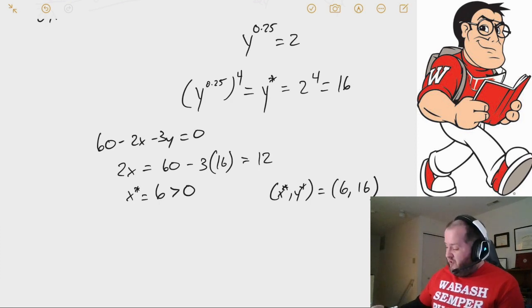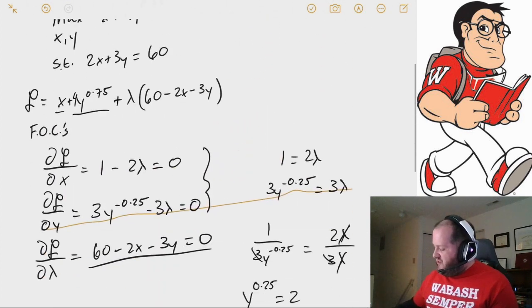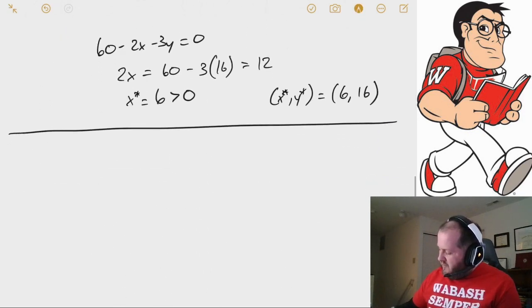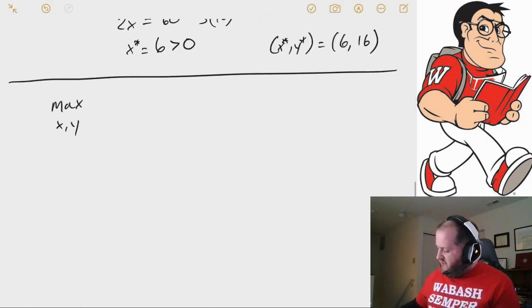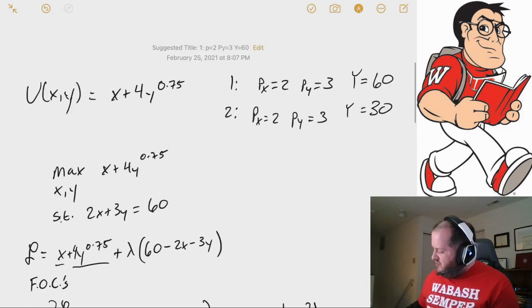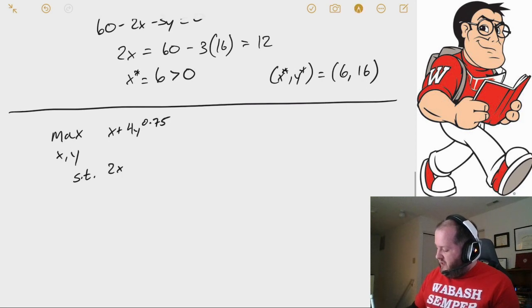So let's do it one more time now. This time, the only thing I'm changing is the income. So let's do it again. All right, so we have max over x, y, and that was what? x plus 4y to the 0.75 power, subject to 2x plus 3y now equals 30. 2x plus 3y equals 30.